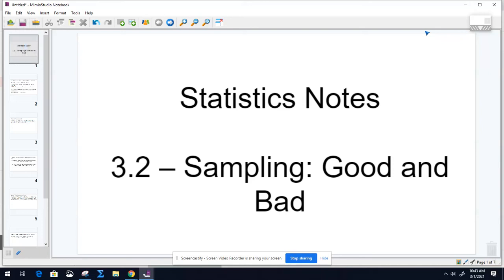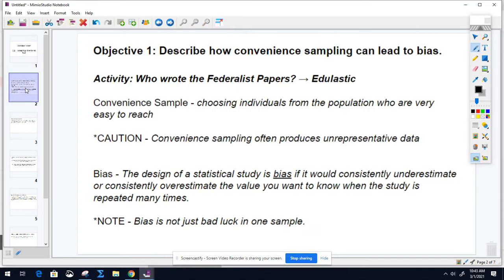Good morning, stats. We are moving along to 3.2, and this is, as you can see, sampling good and bad. So as we move forward in deciding what type of samples we have, there are obviously good choices and bad choices, and we're going to talk about those in this section. If we take a look at the first objective, it's to describe how convenient sampling can lead to bias.